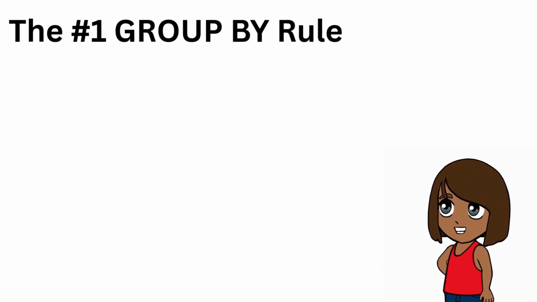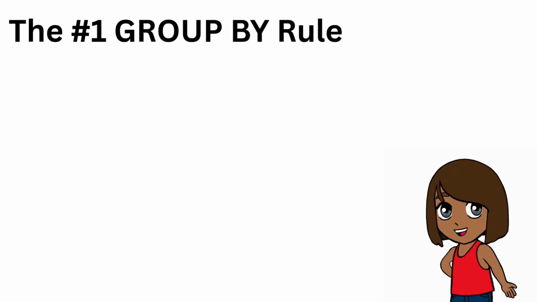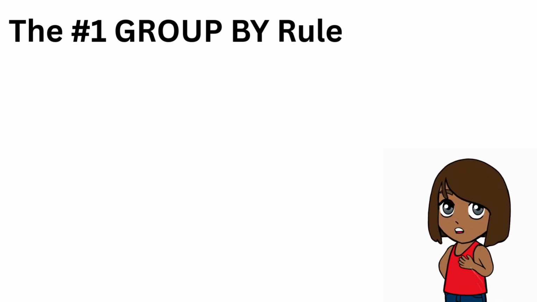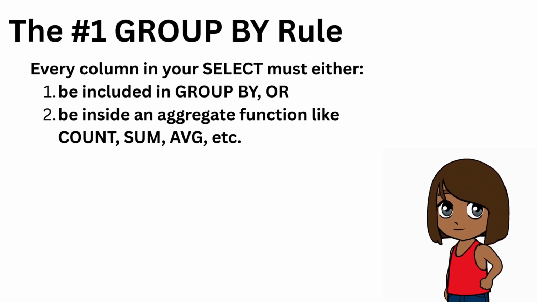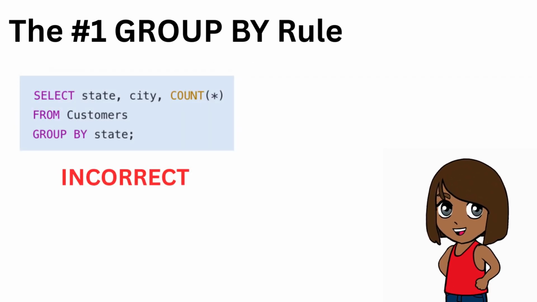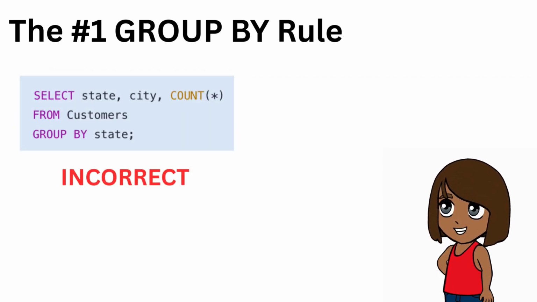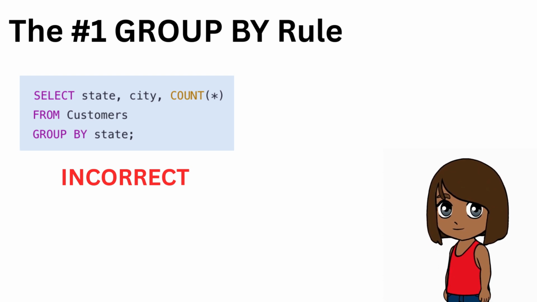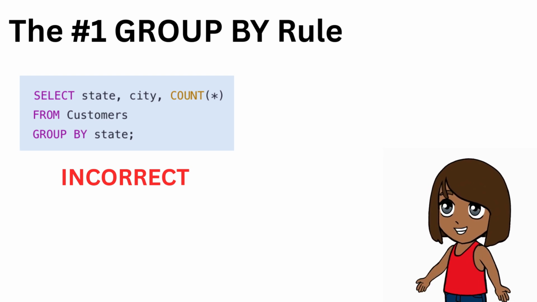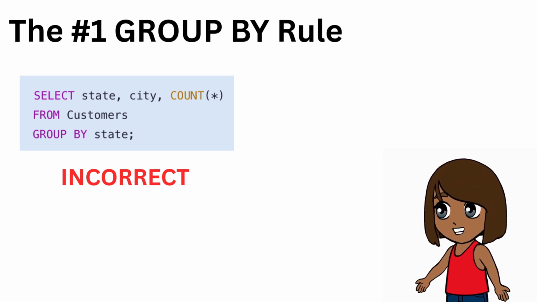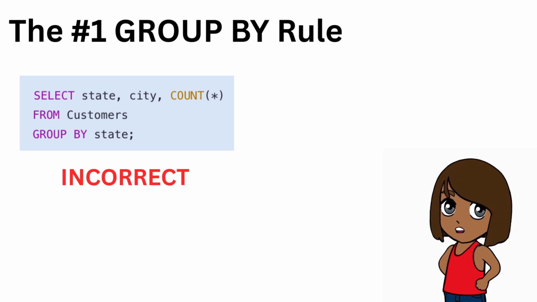Now we must discuss the number one group by rule and the most common error. This rule is everything. Every column in your select statement must either one, be included in group by, or be inside an aggregate function like count, sum, average, etc. Here is an example of a common mistake. Select state, city, and count. From customers, group by state. This doesn't work because you selected city, but you didn't group by city, and city isn't being aggregated.